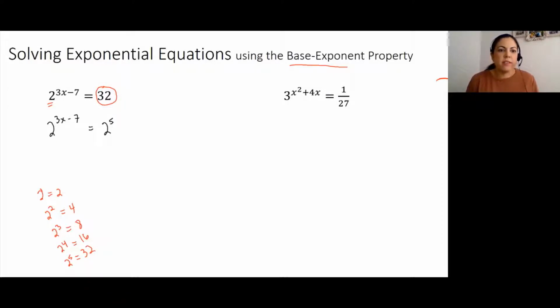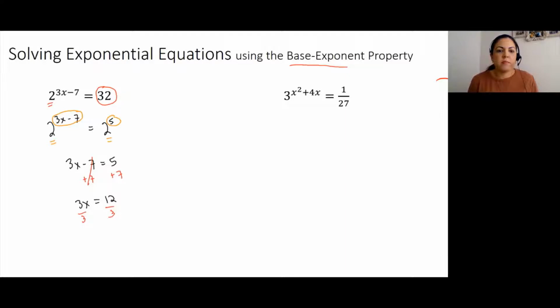Here we have the same base on both sides. They're equal to each other. Therefore, this exponent must be equal to this exponent. And so we can solve this by saying 3x minus 7 must equal 5. And then we'll solve that equation. Our first step to solve that is to add 7 to both sides. And so that's going to give me 3x equals 12. And finally, to solve for x, we divide both sides by 3. And we find out that x equals 4.